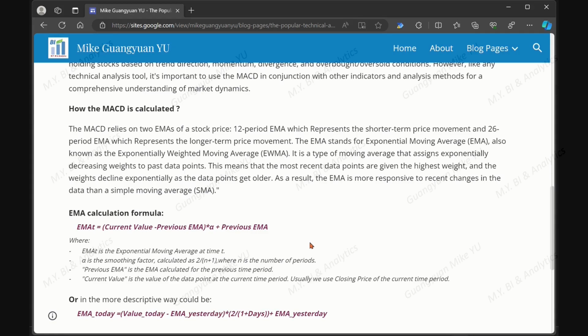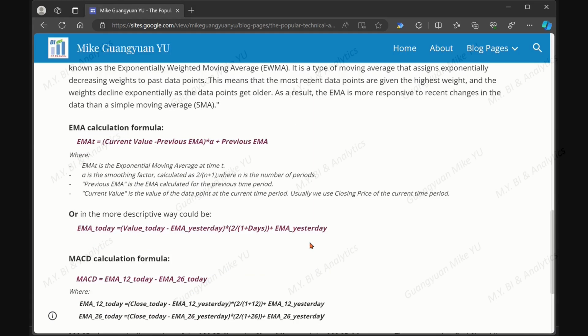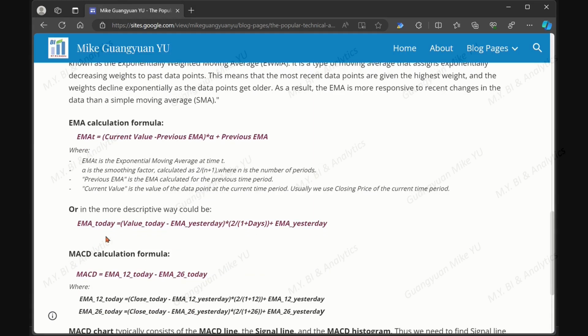Or the formula in a more descriptive way is EMA today equals (value today minus EMA yesterday) times 2 divided by (1 plus days), plus EMA yesterday.